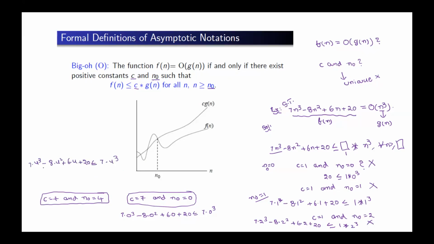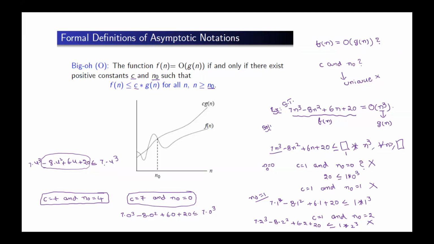That means what? This entire value should be less than 0. Is that less than 0? How is it less than or equal to 0? Okay, whether this is true or not, please check. Easily we can show that it is true.